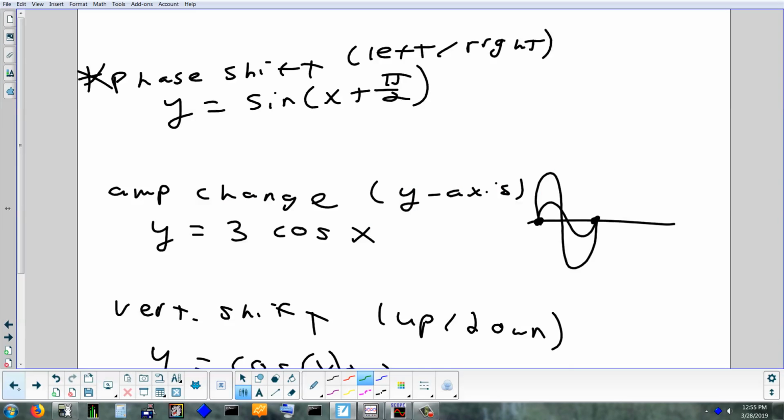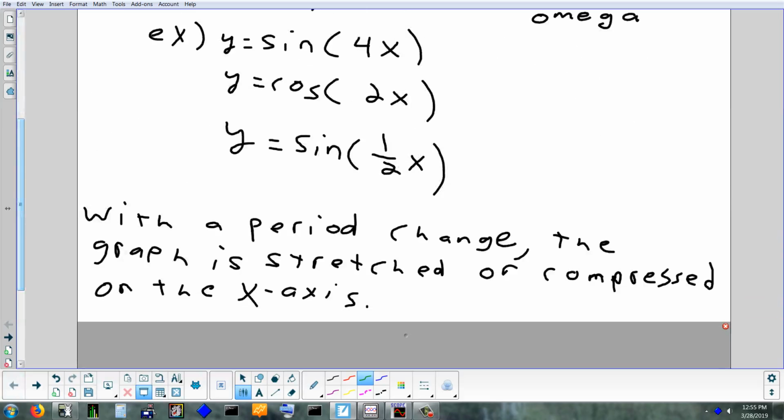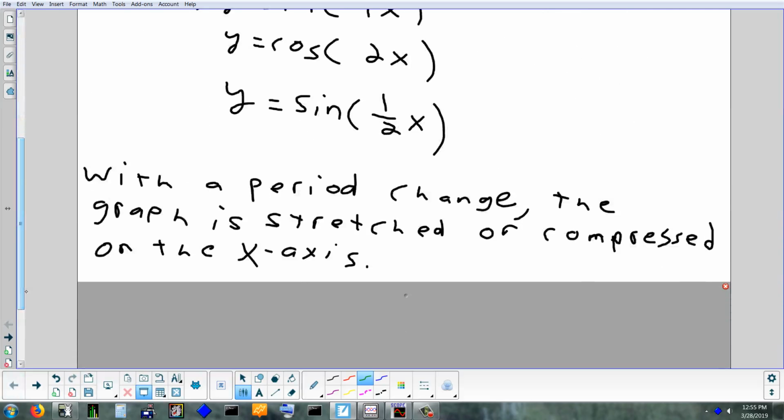All right, let's go back here. So as I just showed you on the calculator, period change compresses or stretches the graph on the x-axis. Now, we've never changed the period of the graph before. We've never changed the width. We've shifted up and down. That doesn't change the width. We've stretched up and down. That changes the height. It doesn't change the width. And we've shifted left and right. That doesn't change the width.